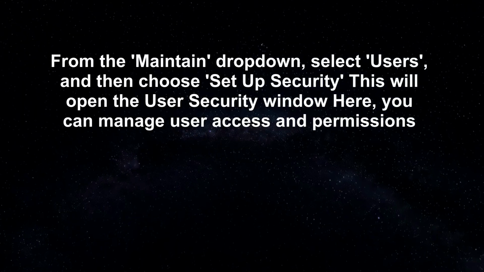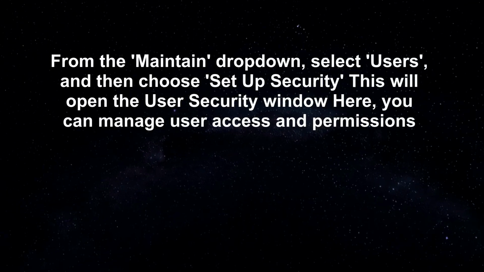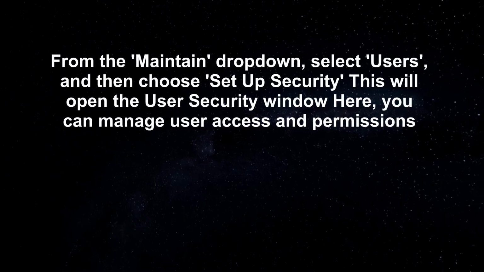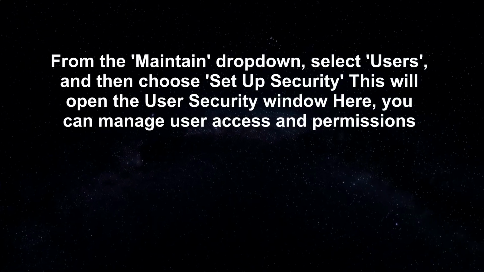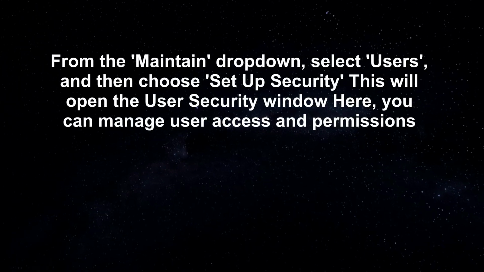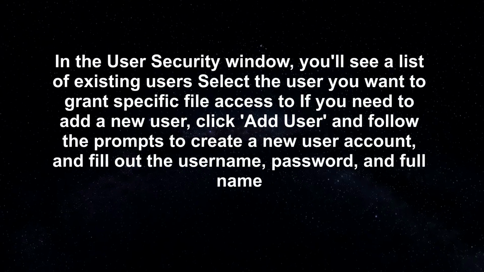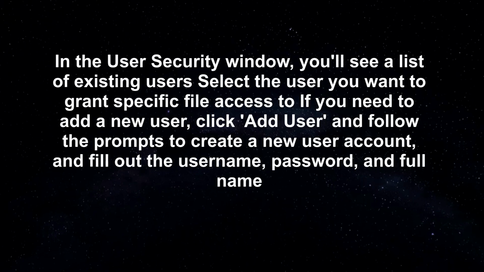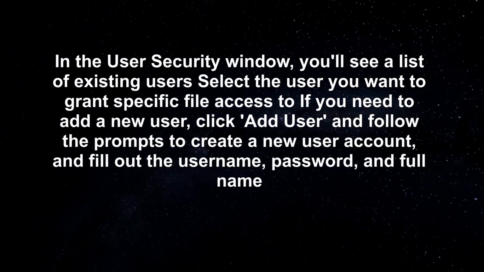From the Maintain drop-down, select Users, and then choose Set Up Security. This will open the User Security window. Here, you can manage user access and permissions. In the User Security window, you'll see a list of existing users. Select the user you want to grant specific file access to.